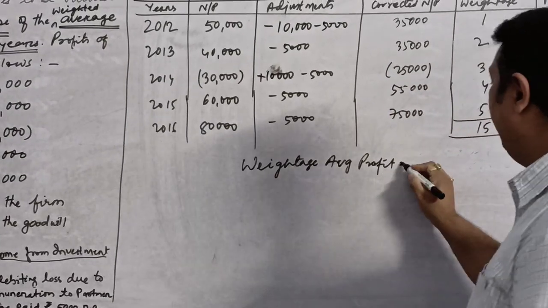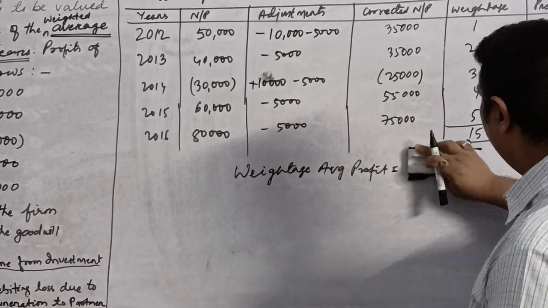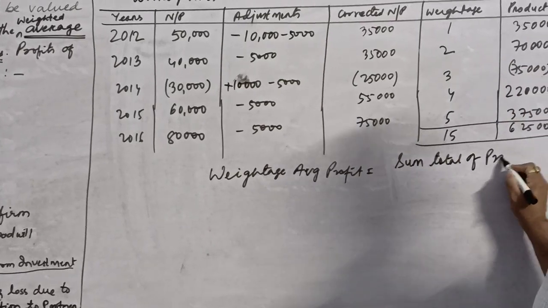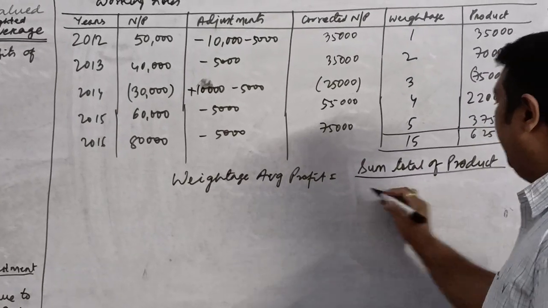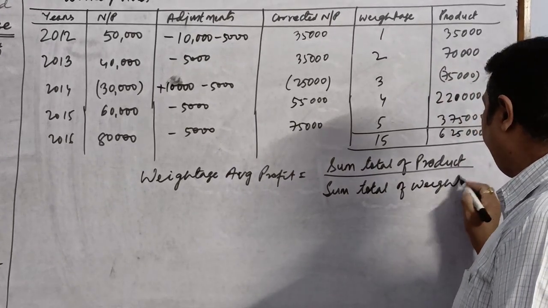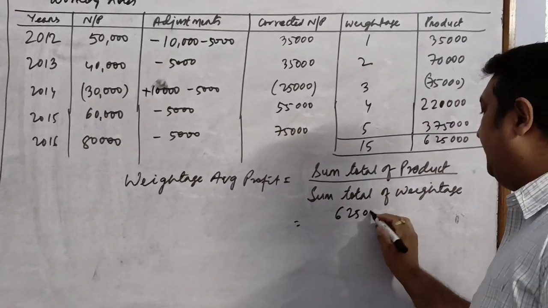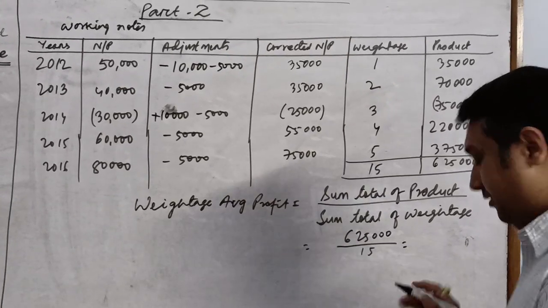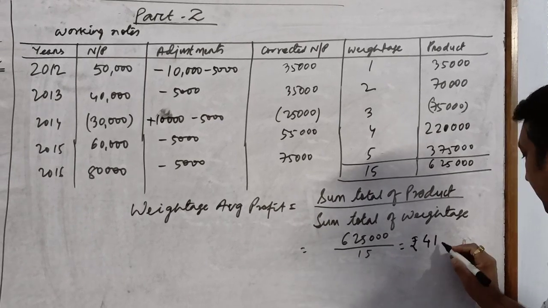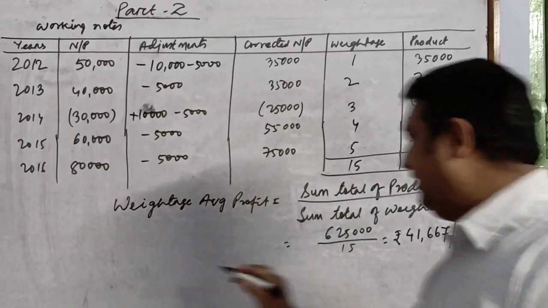Formula, if you remember, once again we are supposed to write the formula: sum total of product divided by sum total of weightage. Over here, sum total of product is 6,25,000 divided by 15. So if you divide it by 15, it comes up to rupees 41,666.66, which I can round it off to 41,667.